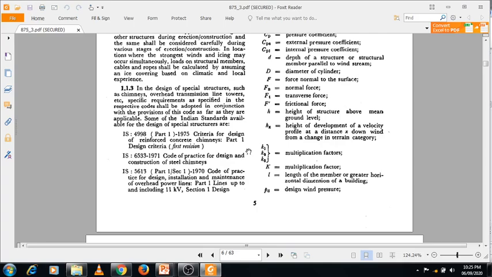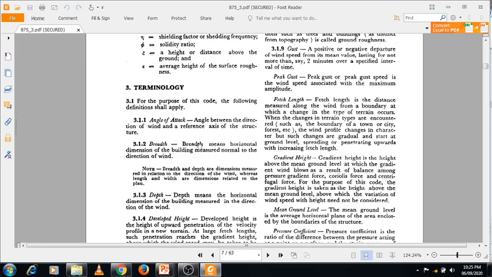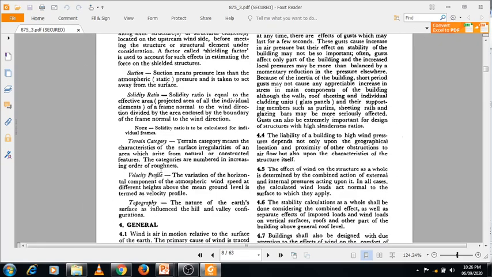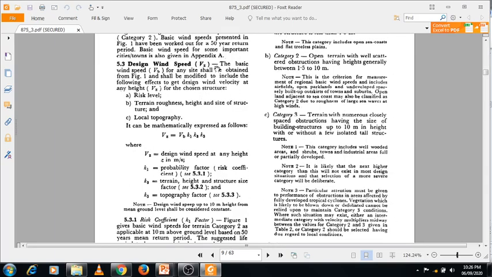Okay. For wind load, different terminologies are given, that is, some definitions are given which we should know. And here we can see the design wind speed, which we calculate using the formula Vz is equal to Vb into K1 into K2 into K3. These three are different factors which we can calculate. Okay, so this is for the wind load.